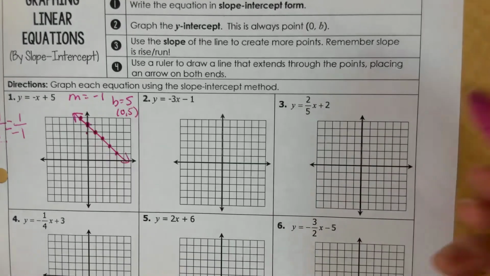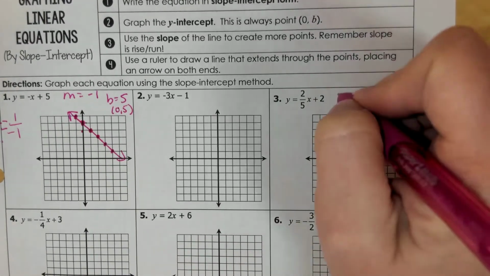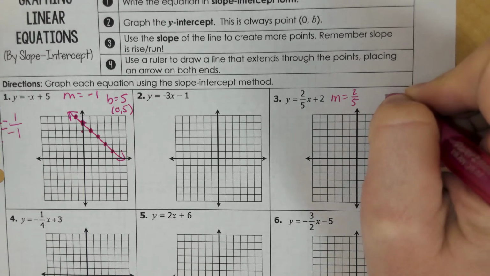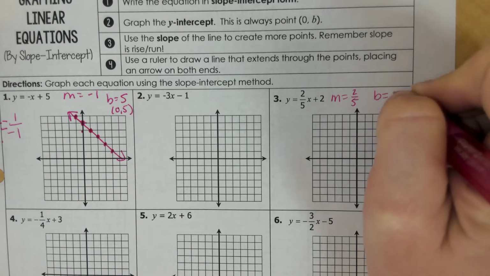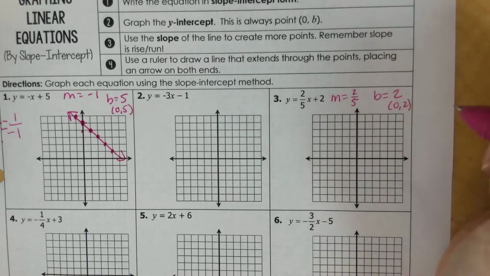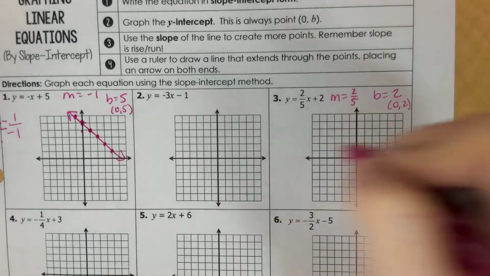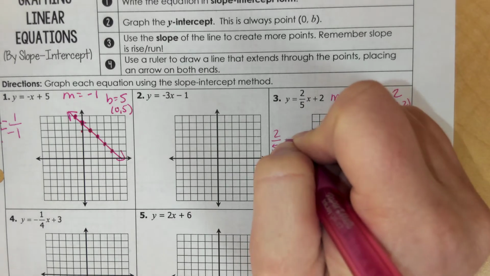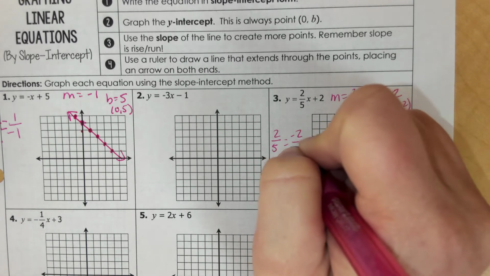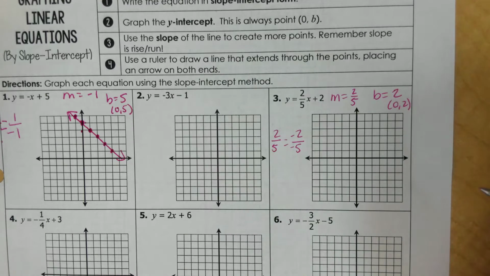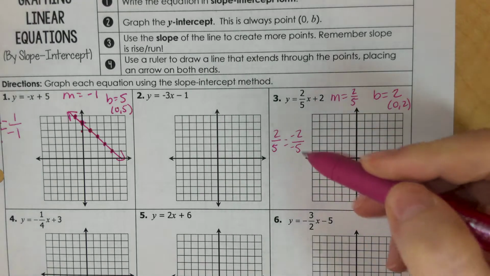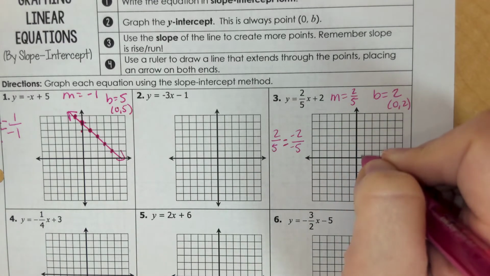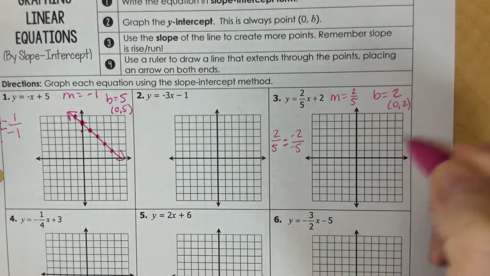Okay, so let's look at number 3, another example. So here our slope is 2/5, and our y-intercept is 2, or (0, 2). Okay, so with this 2/5, let's keep in mind that a positive divided by a positive is a positive. But if I had a -2 divided by a -5, it would also equal a positive 2/5. So it can be rewritten in another way so that I can continue my points in either direction, and I'll show you what that means.